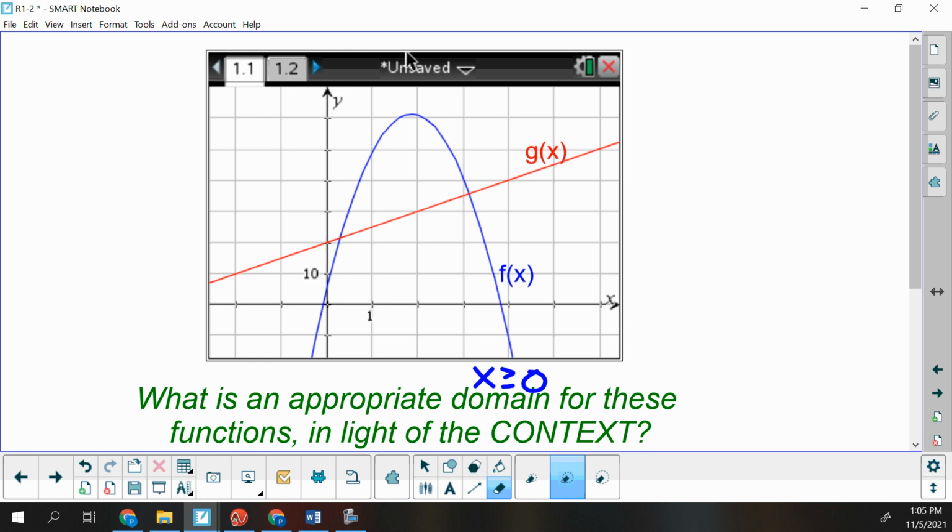Now for our range, it didn't ask for range, but let's at least talk about it. For range, the arrow's not going to keep going once it hits the ground. So really our range would just be from y equals 0 to whatever that highest y value is. But they didn't ask us for that in this case.